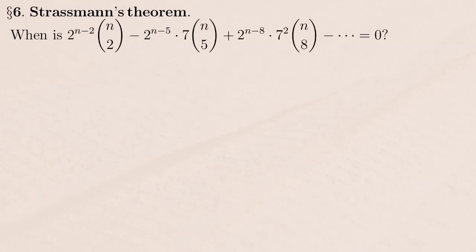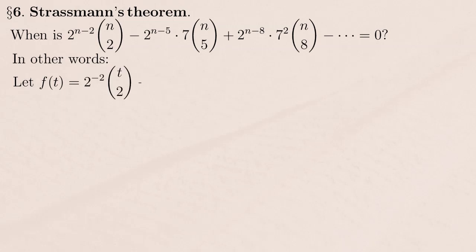Section 6. Strassmann's theorem. I actually won't state the theorem in full here. I'll just give you an idea of what it says and outline a proof of it in this case. The question we want to answer is, when is this big sum equal to 0? So let f of t be the function 2 to the minus 2 times t choose 2, minus 2 to the minus 5 times 7 times t choose 5, plus 2 to the minus 8 times 7 squared times t choose 8, and so on. So the sum above is f of n times 2 to the n.